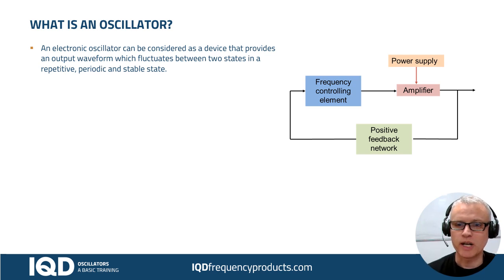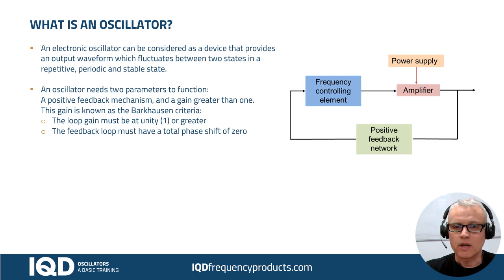An oscillator is an electronic circuit which is providing an output waveform that fluctuates between two states in a repetitive and periodic stable manner. An oscillator needs two parameters to function: a positive feedback mechanism and a gain greater than 1. This is known as the Barkhausen Criterion: the loop gain must be greater than 1 and the feedback loop must have a total phase shift of 0.